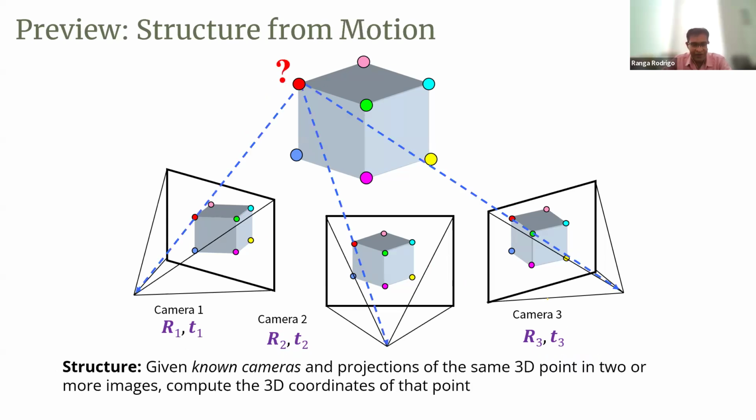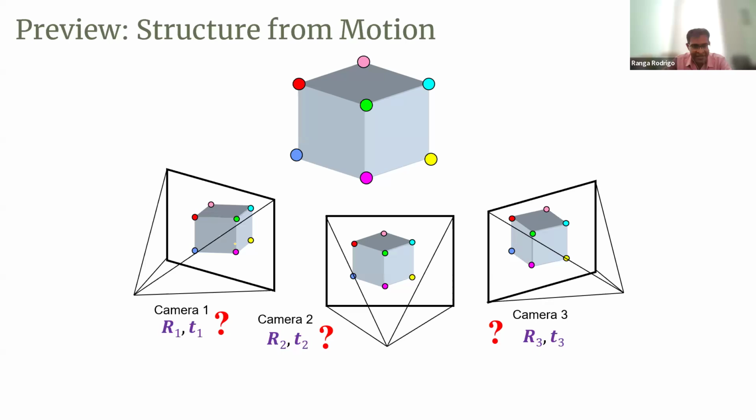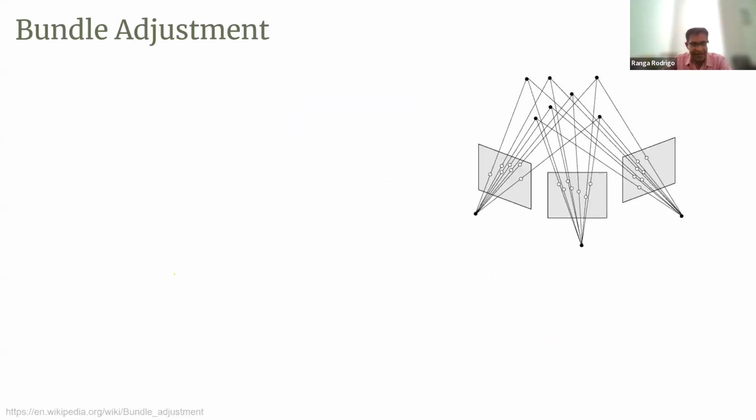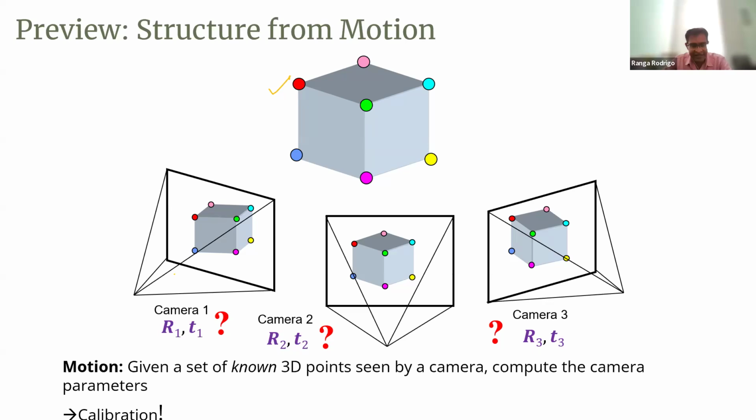So given the known cameras and projections of 3D points in the two images, computing the 3D coordinate, that's called triangulation, which you already saw. And then if you do not know the cameras, and if you know the 3D point, we call it the motion problem. So when we want to find cameras, we call it motion of the camera, right? It's called calibration. And then finally, to find both of them, the camera parameters as well as the 3D point, we call it structure from motion.